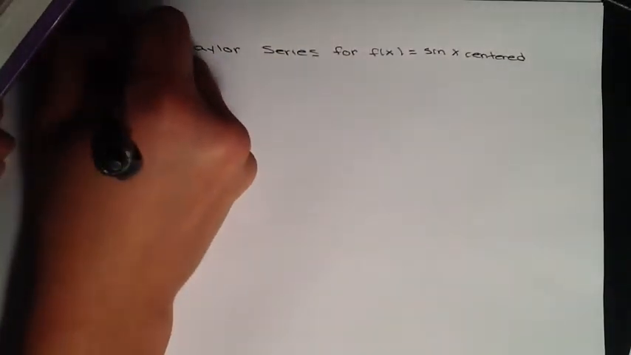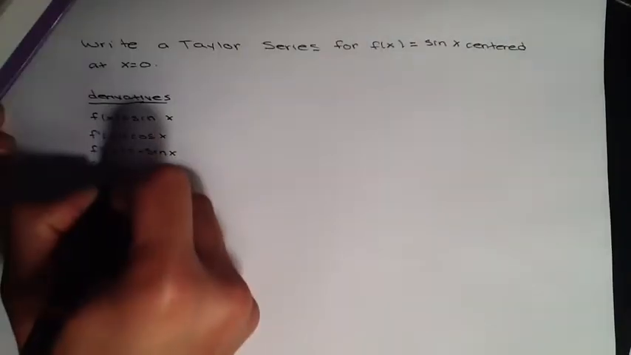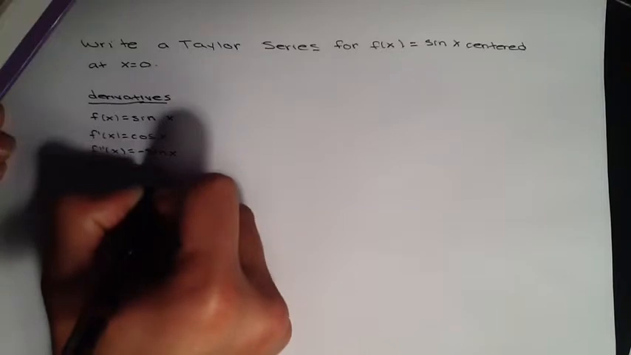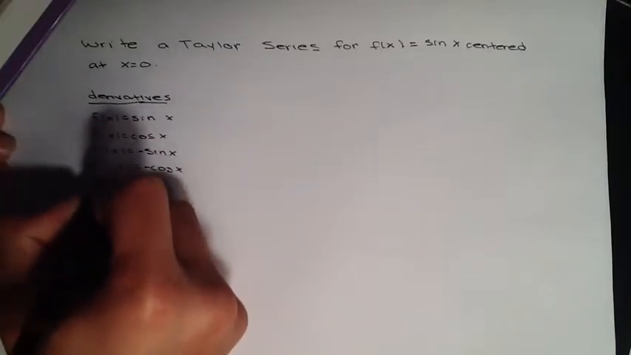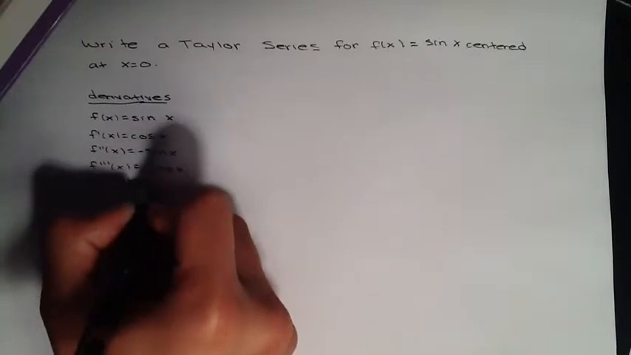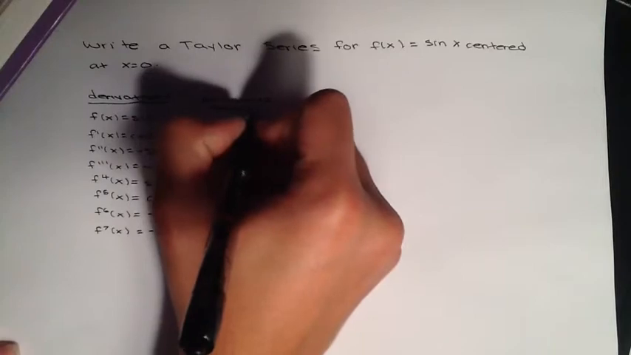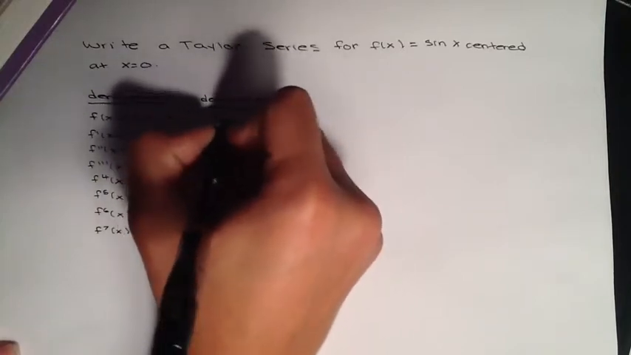So now let's try an example. This example says, write a Taylor series for f of x equals sine x centered about x equals 0. Notice that this is a Maclaurin series because the center is x equals 0. We're going to start by taking derivatives of the function f of x equals sine x. So f of x equals sine x, f prime of x equals cosine x, f double prime of x equals negative sine x, and so on.